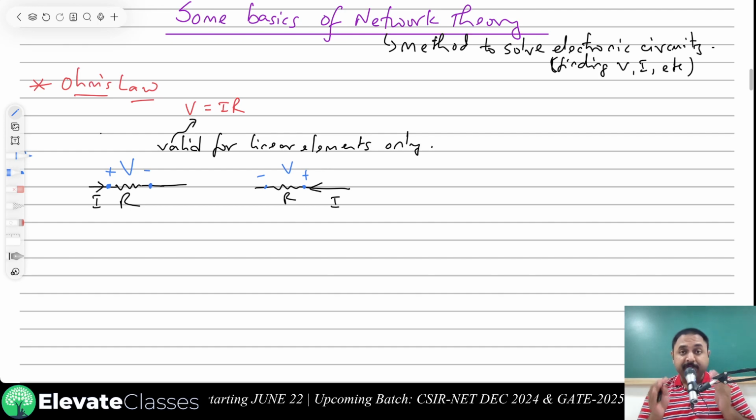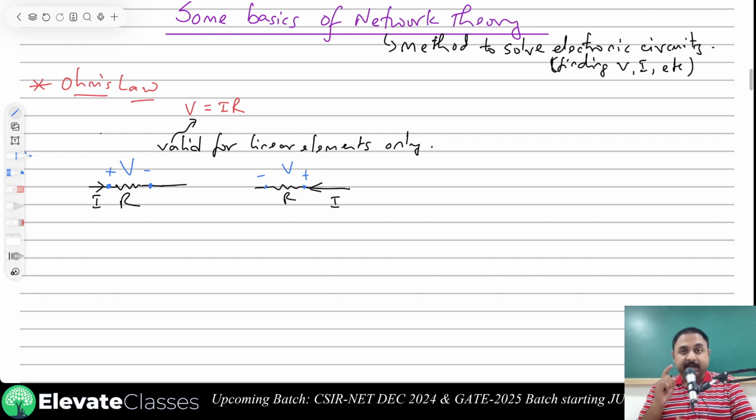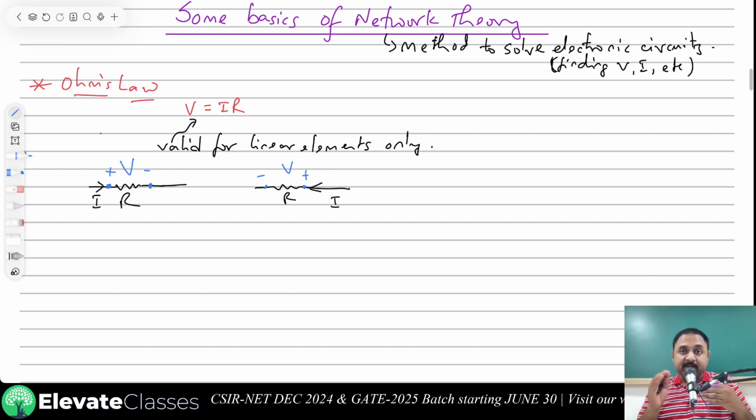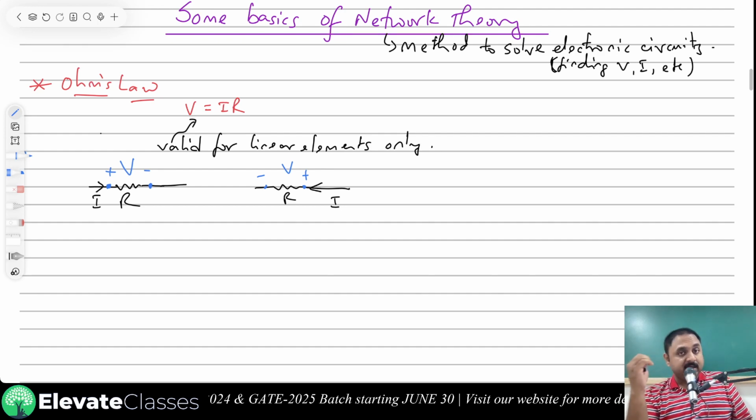Now, before we move on to the main techniques of solving circuits, there is one more important thing that you need to know. That is, when two or more elements are connected in series or when are they connected in parallel.